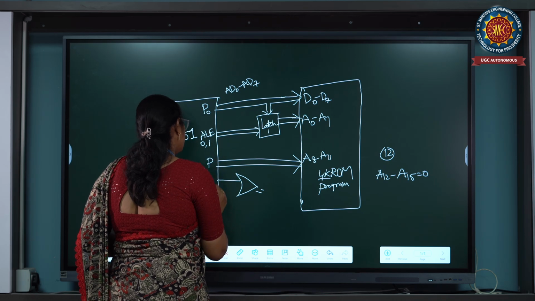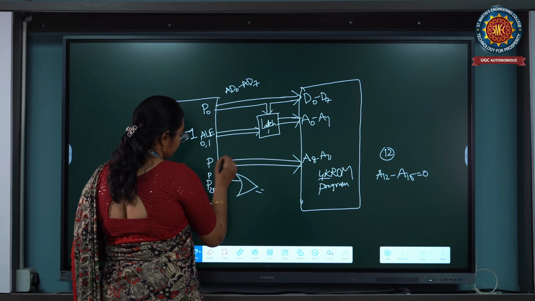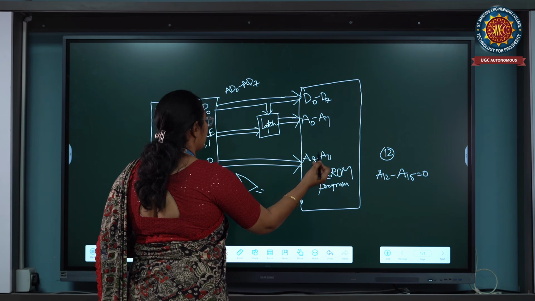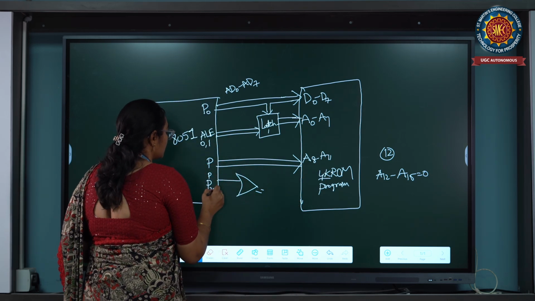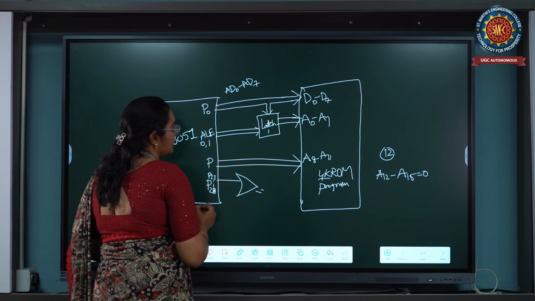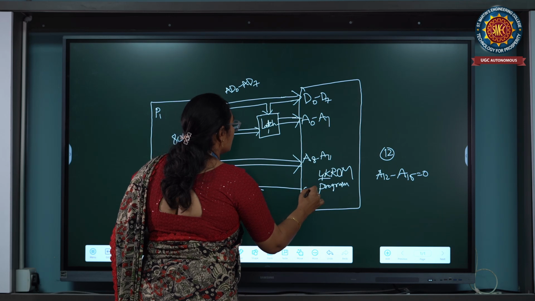remaining port 2 pins. Here we are using 8, 9, 10, 11, 4 pins. Here 4, 2.3 to 2.8. These are connected through the OR gate to the control signal.